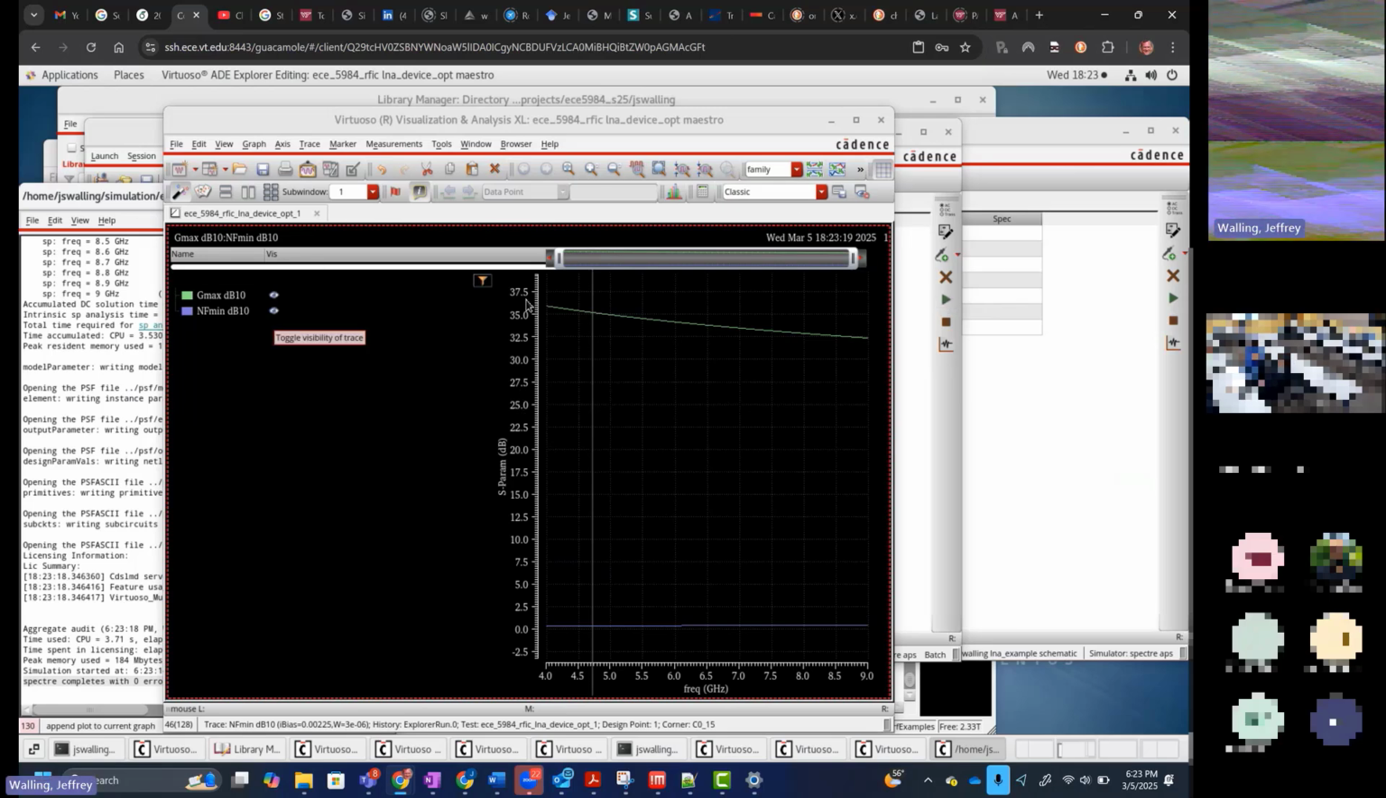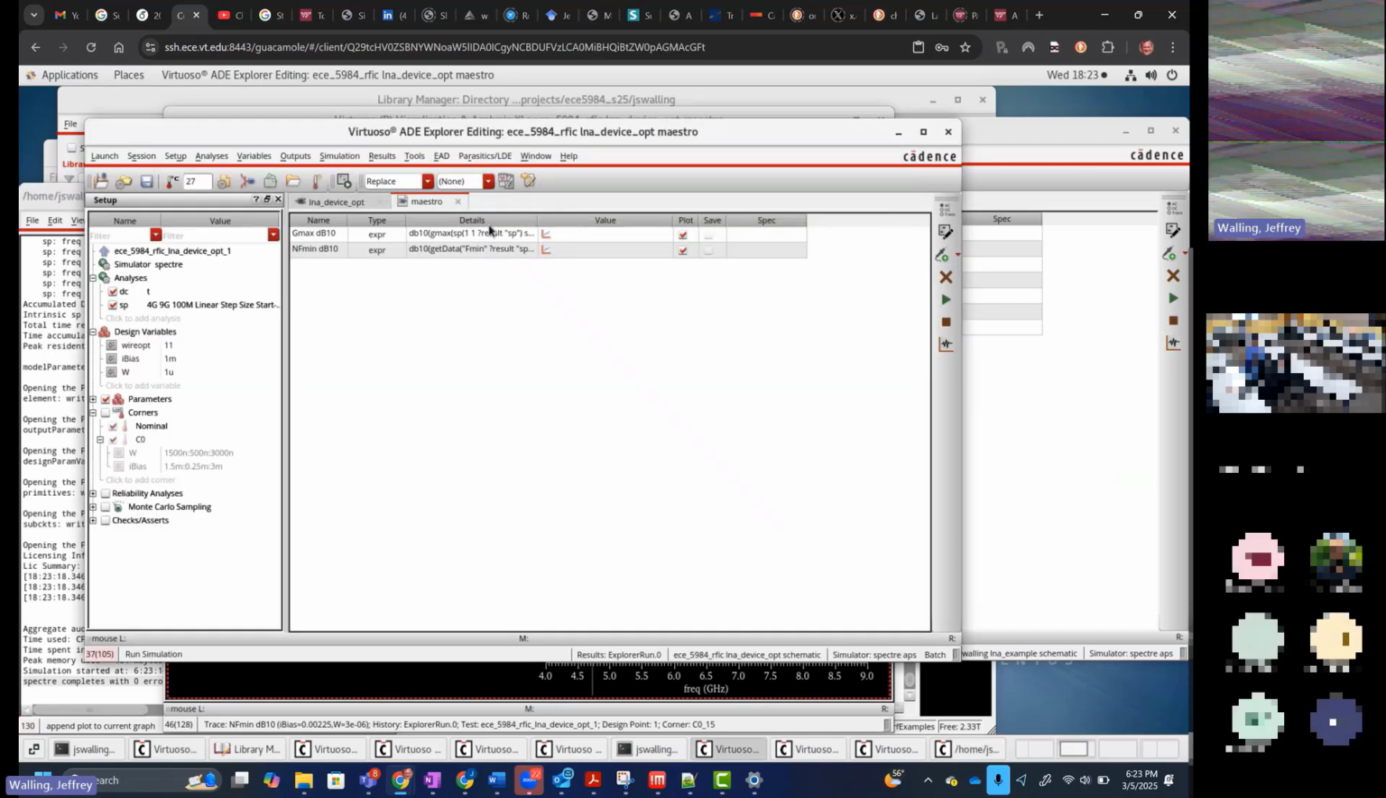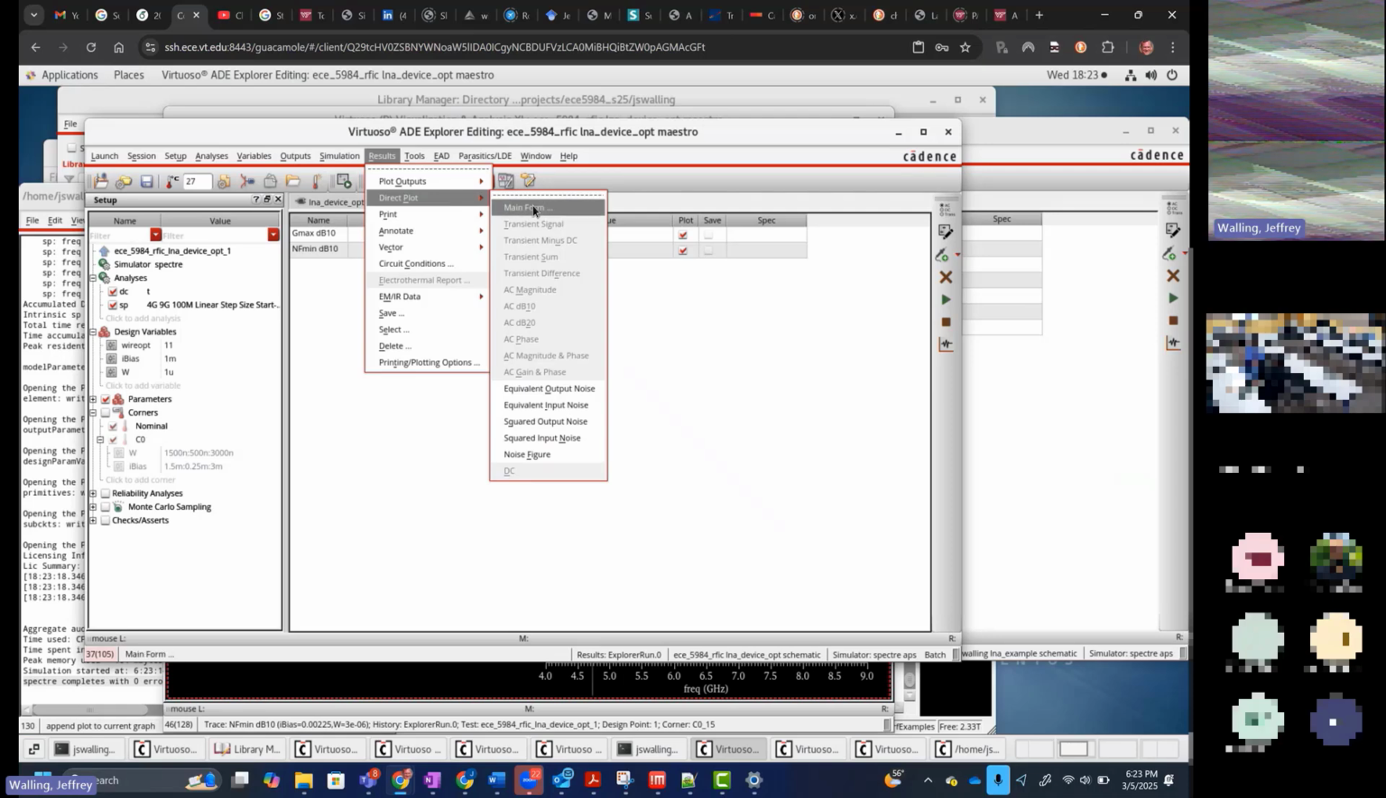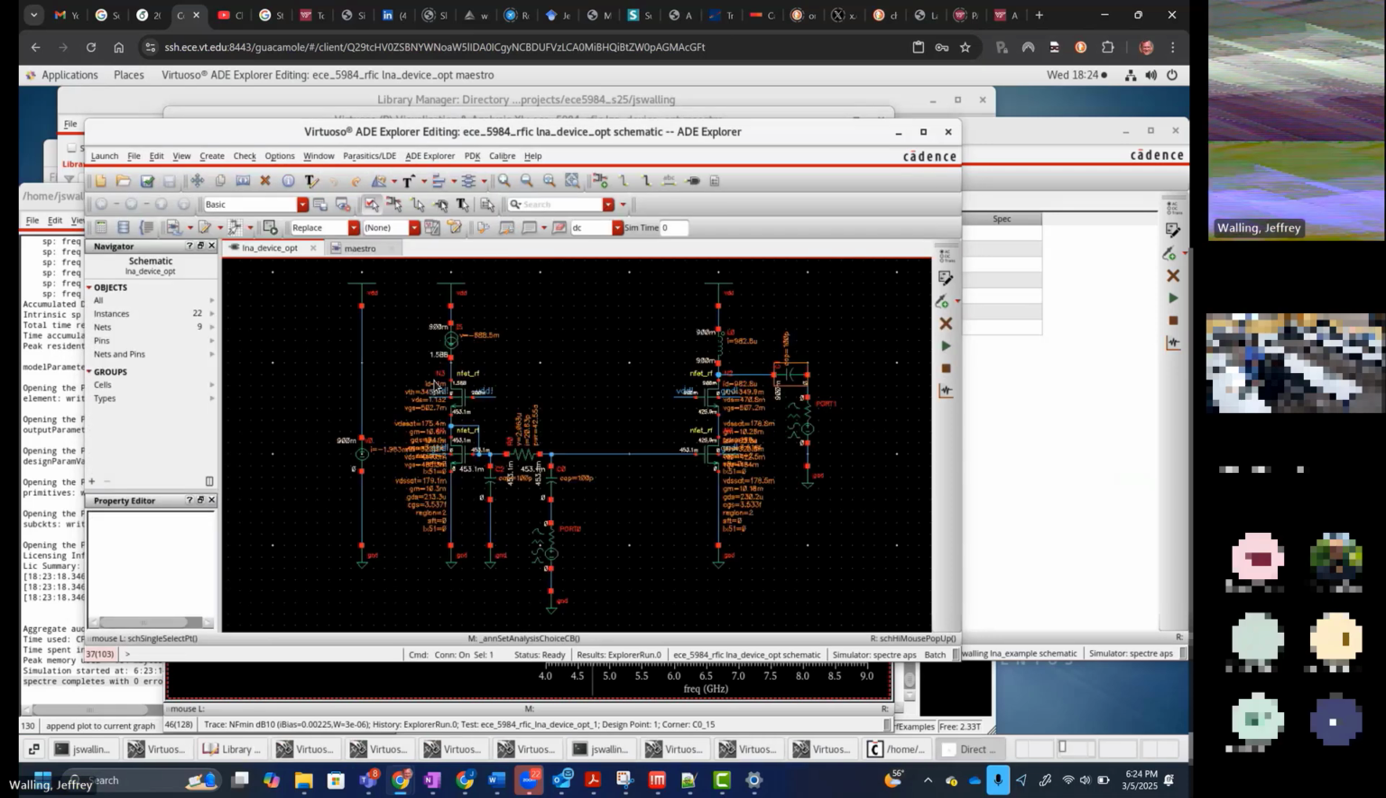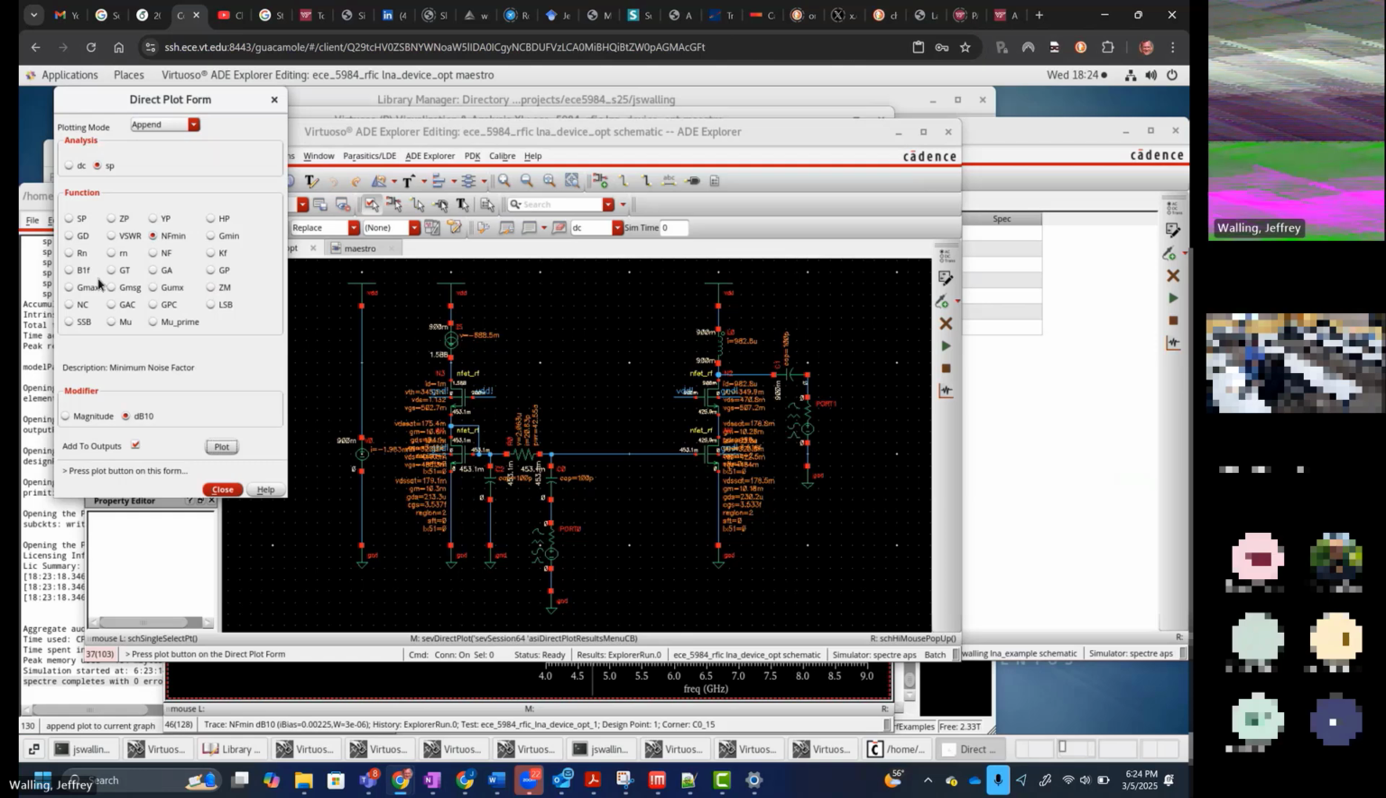Okay, so this is our amplifier. Now, I have it set to plot these already, but if we go to results, direct plot, main form, we have on the S parameter form here a lot of different things that we can plot. Obviously some of these are related to the reflection coefficient and whatnot. But in particular, we're going to pay attention to NF min. This is the minimum possible noise figure that this circuit can provide.